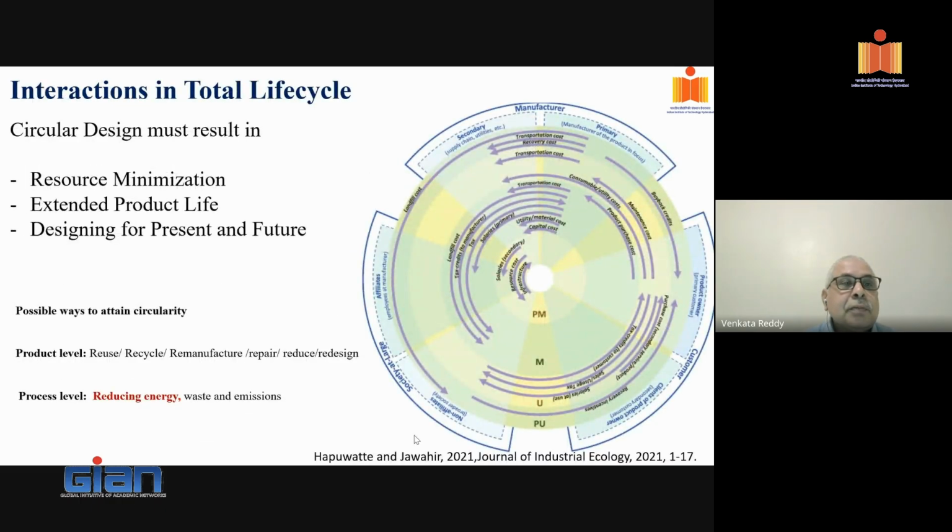Okay. Now, what is the circular design? Resource minimization. It may be material, it may be energy. Designing for present and future, because you will be using, reusing, repurposing. That is a very, very important thing. Okay. You cannot just take the present case. The future is also very important. Okay. Now, at the product level, that's what it is. Reuse, recycle, remanufacture, repair, reduce, redesign, whatever it is. But at the process level, reducing the energy.